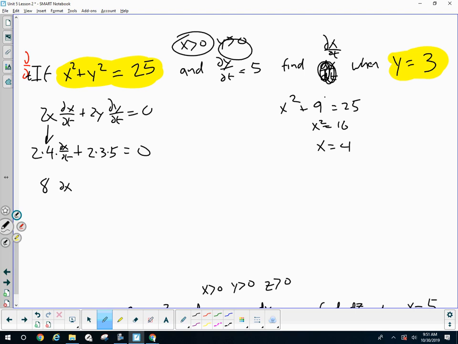I need to get 8. 2 times 3 times 5, that's 6 times 5 is 30. Subtract 30 divided by 8. I get negative 30/8, which is negative 15/4. Okay, same idea.